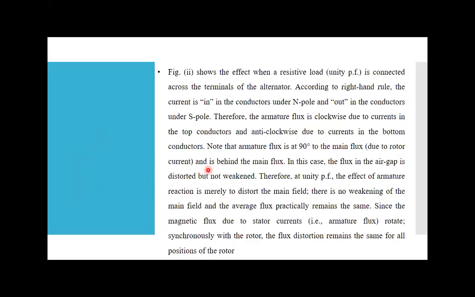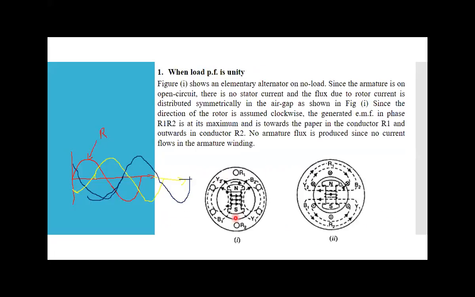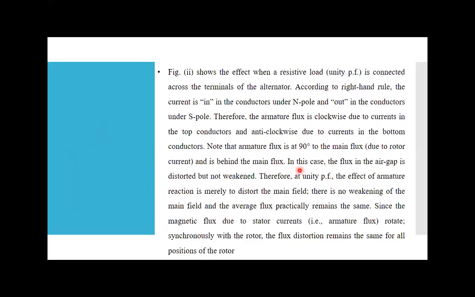So due to rotor current, it is behind the main flux. Let's say this is past my main flux, then afterwards this one, so it is behind the main flux. So in this case, the flux in the air gap is distorted.